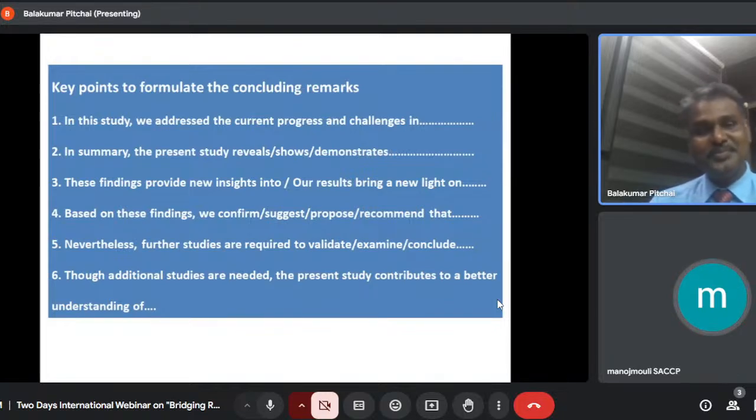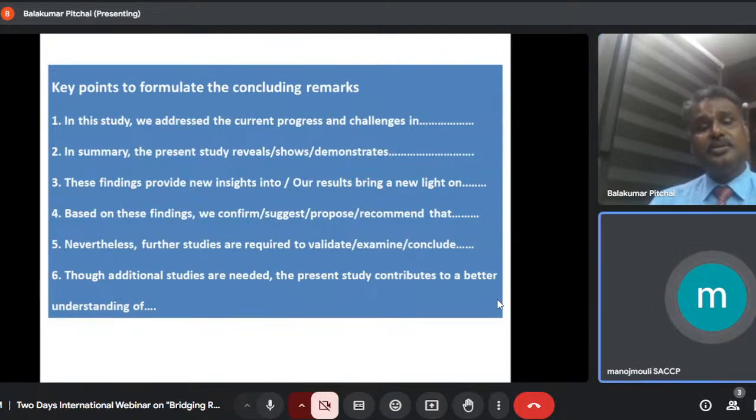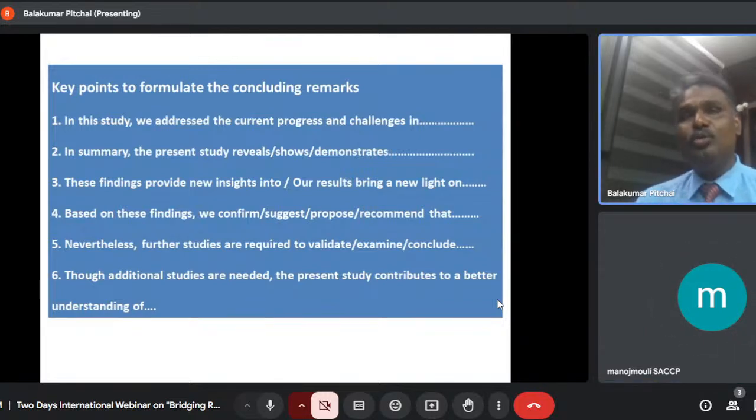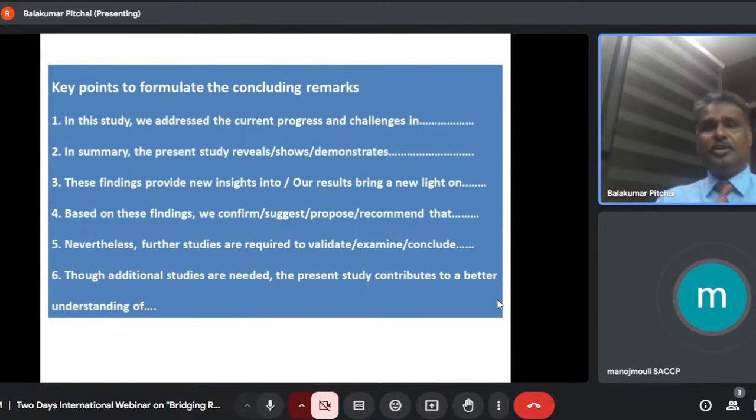It's a problem statement. Second, in summary, the present study reveals or shows or demonstrates. The third point, the findings provide new insight into, or our results bring new light or new knowledge. Fourth point, based on these findings, we confirm or we suggest or we propose or we recommend that. Fifth point, nevertheless, further studies are required to validate, to examine, to conclude. Look at the sixth point: although additional studies are needed, the present study better contributes to the understanding of current knowledge. That is the most important thing. So these 6 points will make a very good conclusion section.